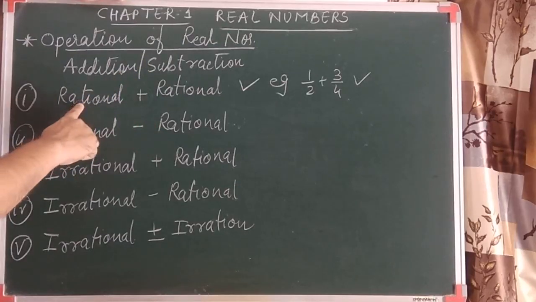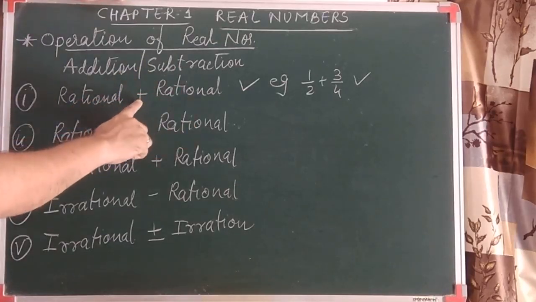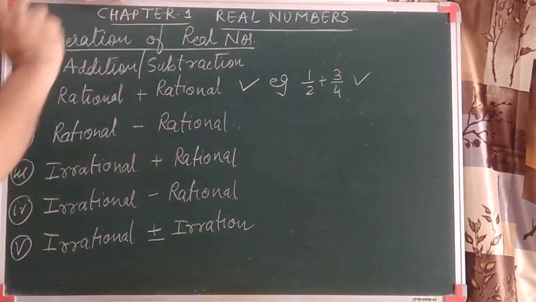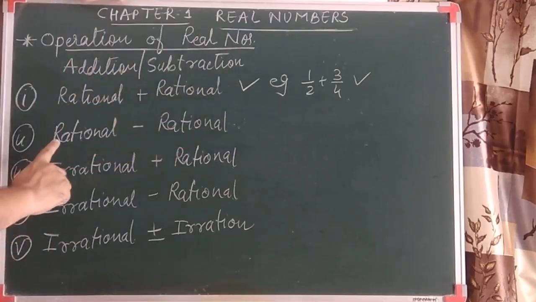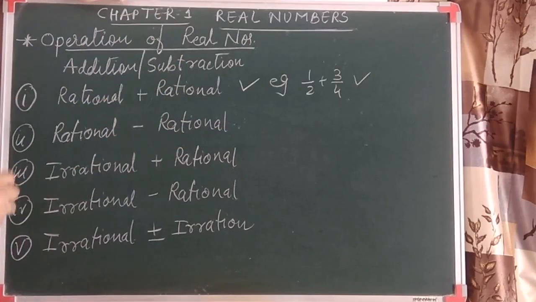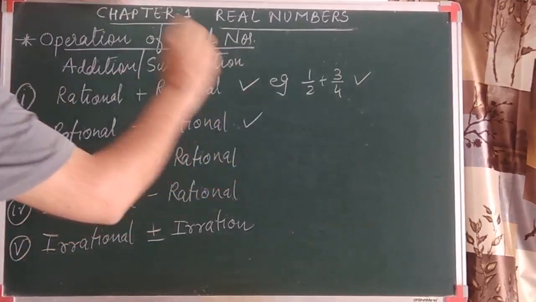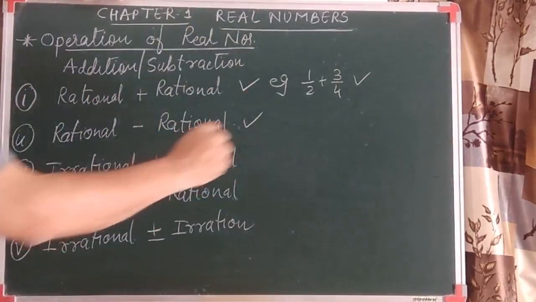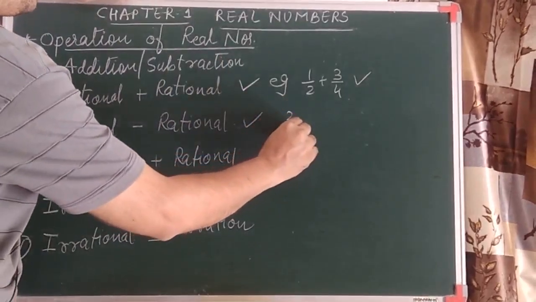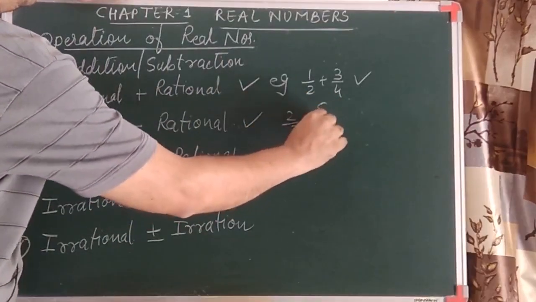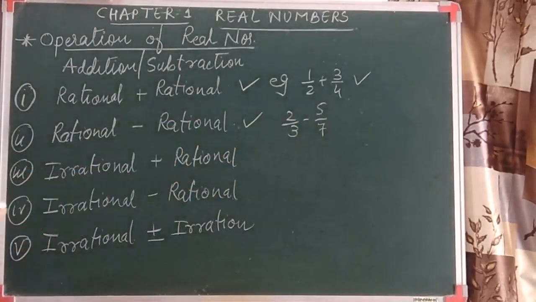So we can say that rational plus rational, that means the addition of two rational numbers, is possible. Now rational minus rational, again the same, the subtraction of two rational numbers is also possible. If I say 2 by 3 minus 5 by 7, again it is possible. Fine. Let's go for the next.